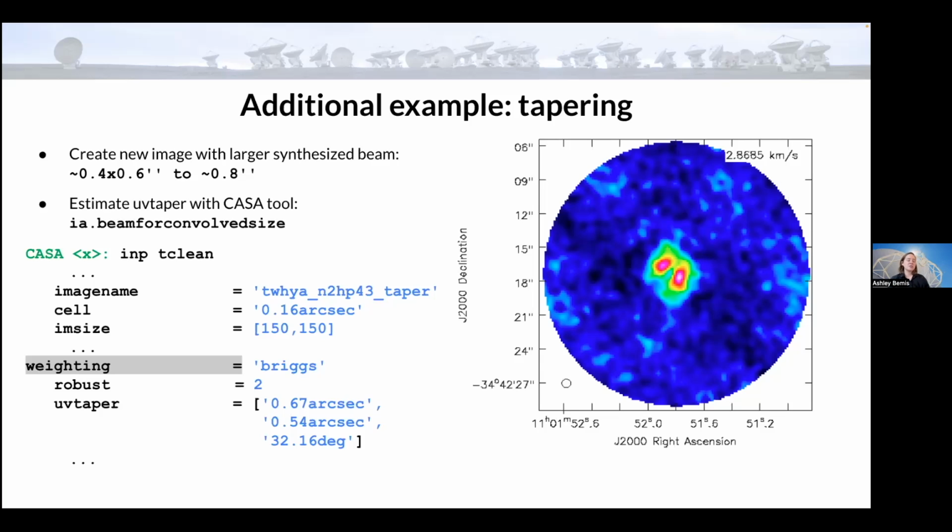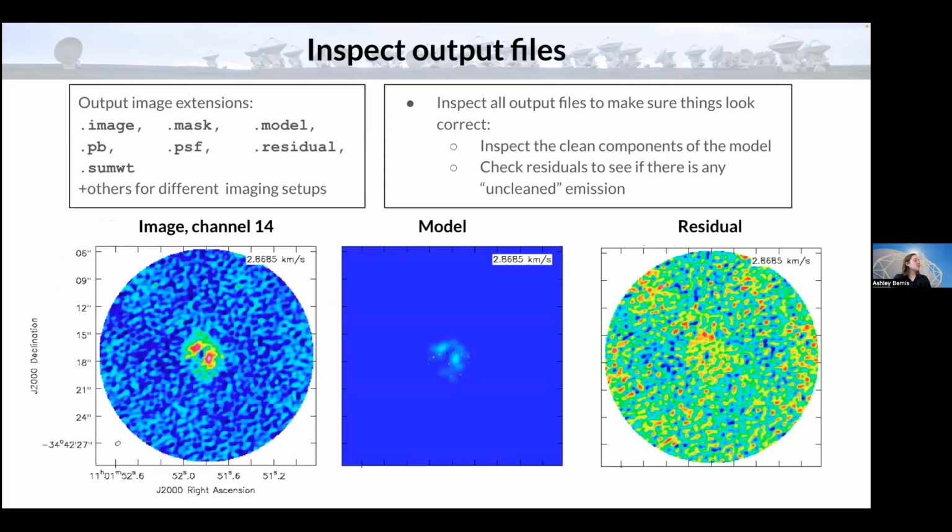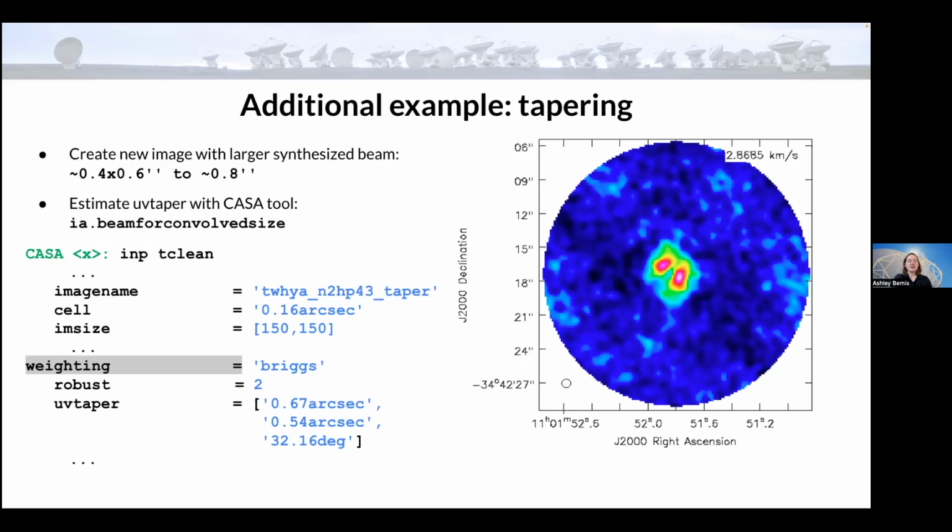If you're using auto-multithresh for tapering, I would really highly recommend that you monitor the mask, because tapering also has an effect on the UV coverage of your data. So this might also adjust the masking behavior of that algorithm. Check that as you're cleaning. But in this case, you can just let it go on the TW Hydra data set, and the central channel of your cube should end up looking something like this. So still similar to our original image, but a bit more smoothed out.